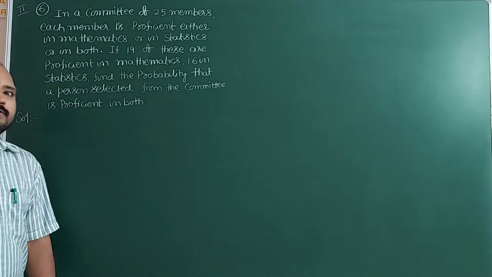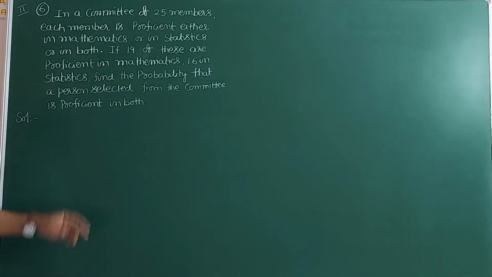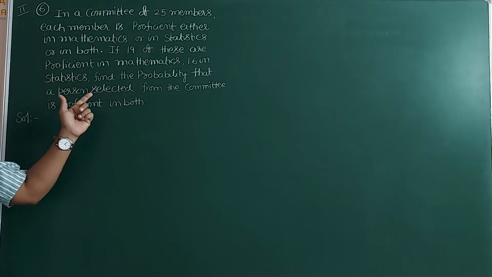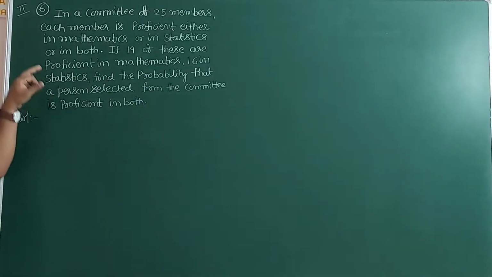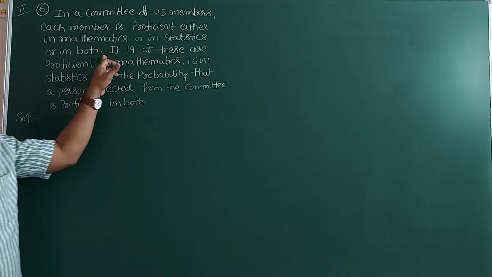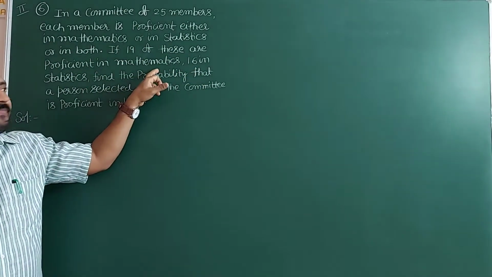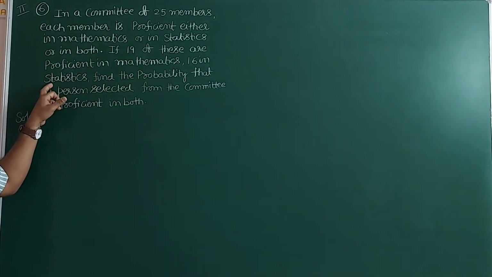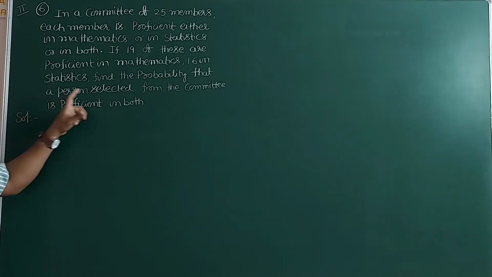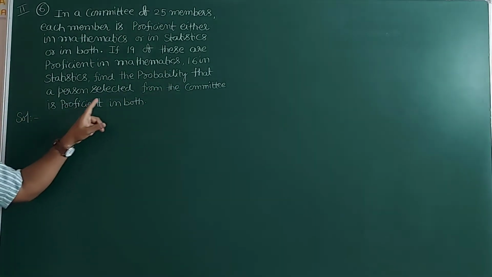The next question, dear students. In a committee of 25 members, each member is proficient either in mathematics or in statistics or in both. If 19 of these are proficient in mathematics and 16 in statistics, find the probability that a person selected from the committee is proficient in both.